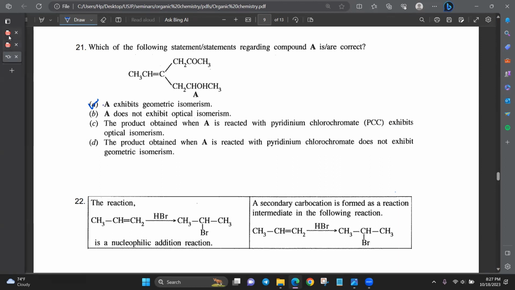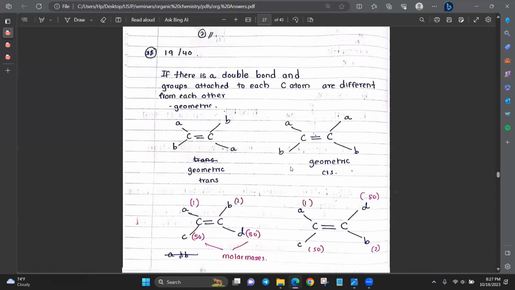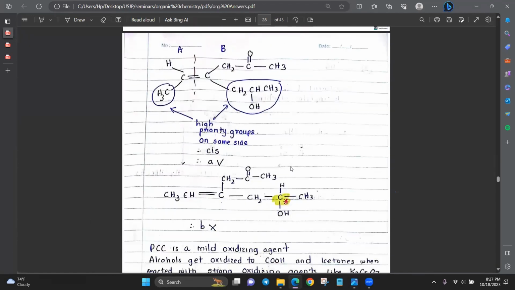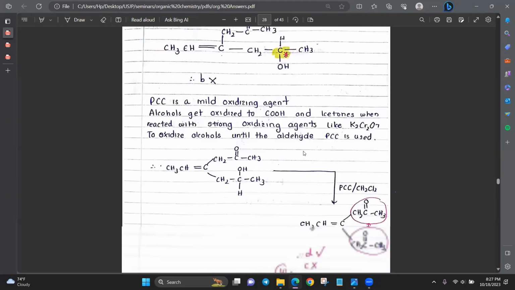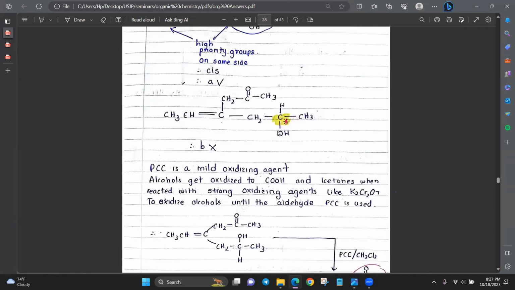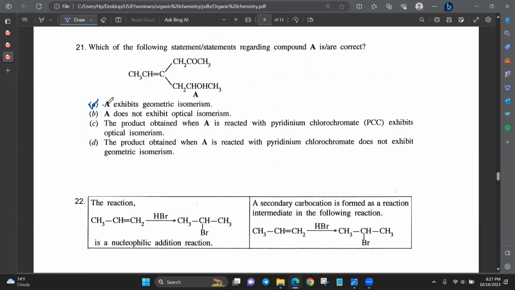A does not exhibit optical isomerism. Does it have a chiral carbon anywhere? We'll check the extended structure of the molecule. Here it has a chiral carbon: sp3, with 4 different groups attached. So statement B, that it does not exhibit optical isomerism, is wrong. It has a chiral carbon, so it exhibits optical isomerism.